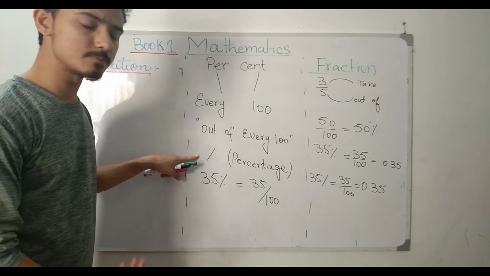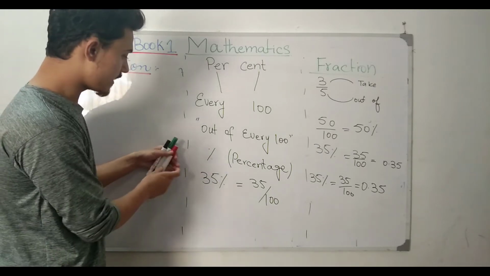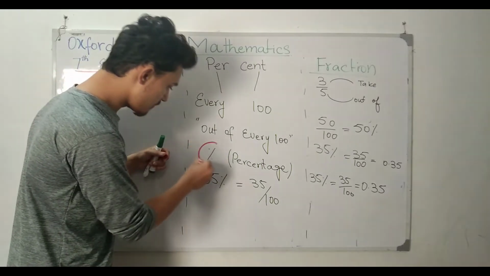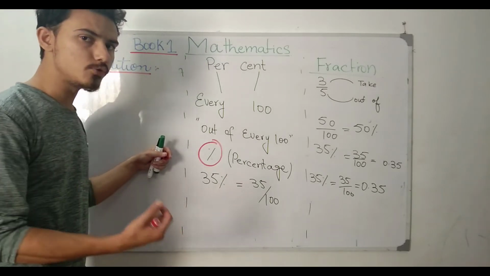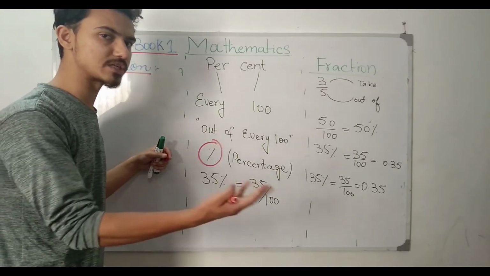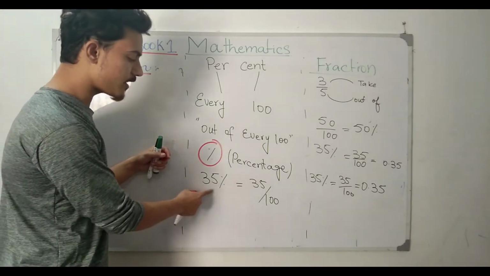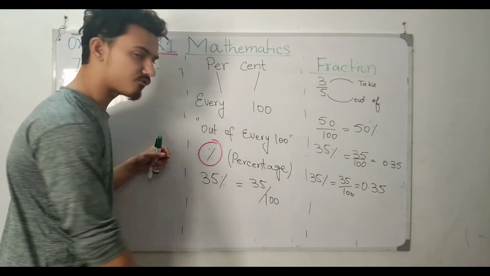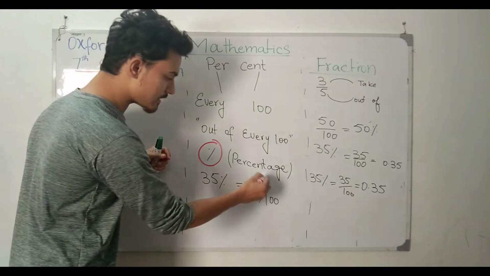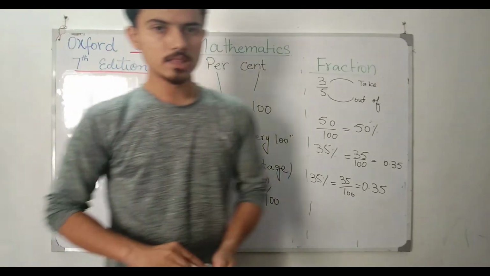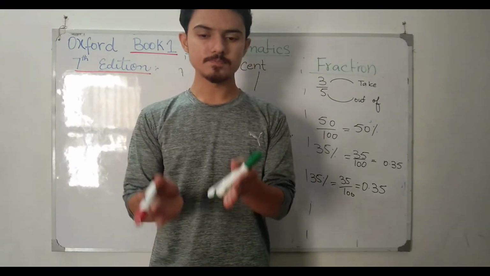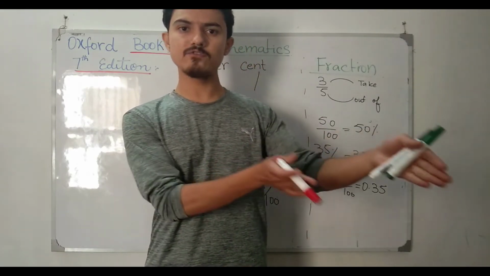Percentage is symbolically represented by that symbol, known as percentage. Here's the fraction form. How can you write any percentage in fraction form? Here I have 35% is equal to 35 over 100, because that's something out of 100. That's percentage. Now I'm going to show you a relation between percentage and fraction.